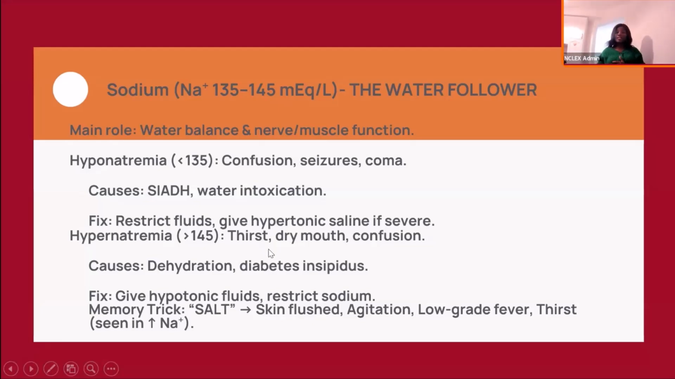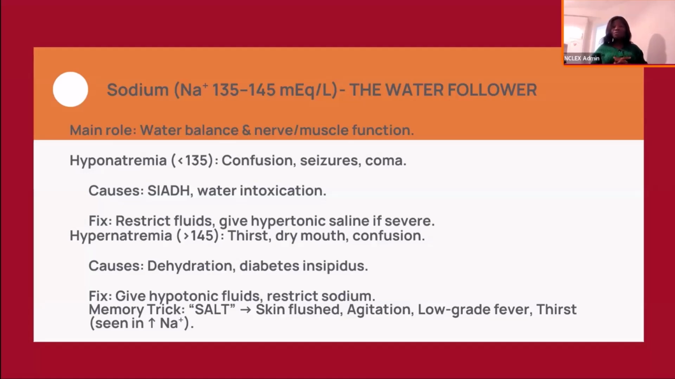Okay, we have hypernatremia, meaning it is high, more than 145. So client is thirsty, so water deficit. The client is thirsty, has dry mouth, and then there is confusion. So this will be in cases of dehydration when you are losing water. So now you have too much sodium.